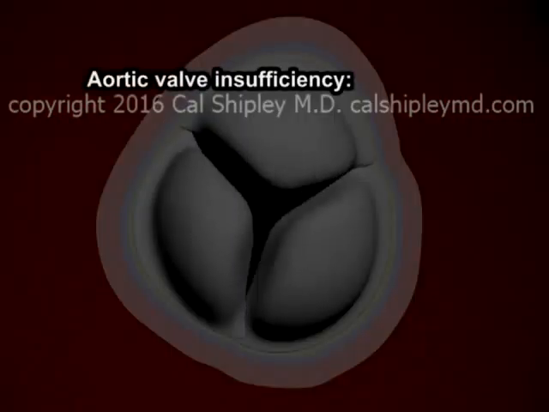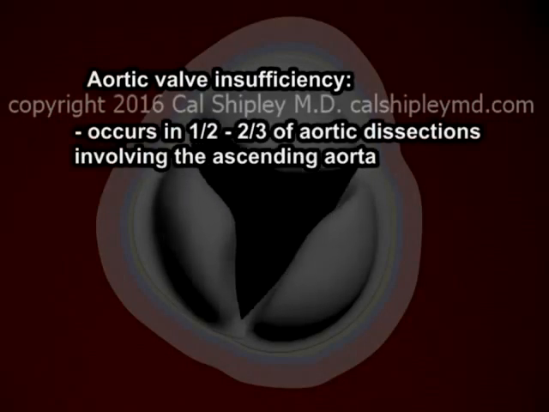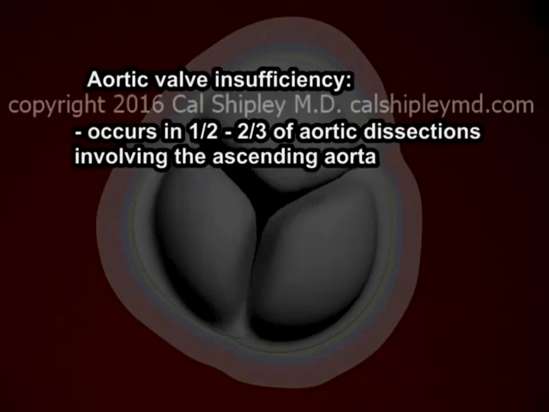Acute aortic valve insufficiency occurs in 1/2 to 2/3 of aortic dissections involving the ascending aorta, and so it is important for clinicians to be on the lookout for this potentially very serious complication. Let's start with a review of aortic valve anatomy and function.